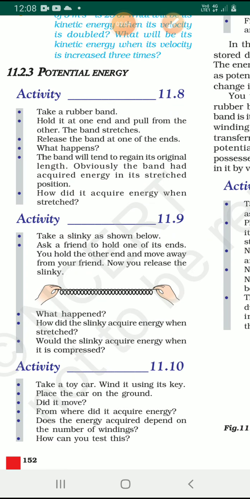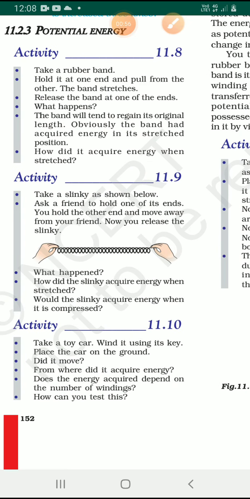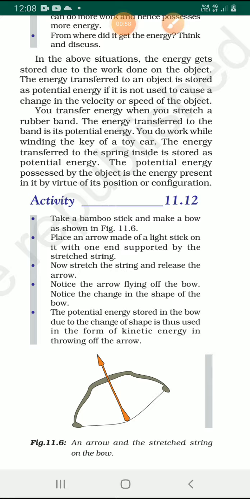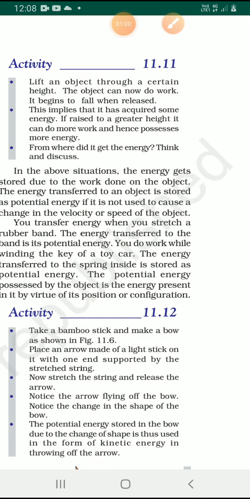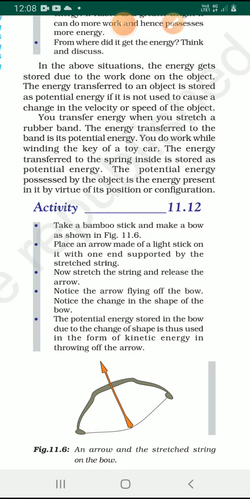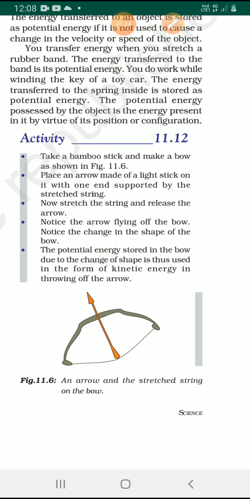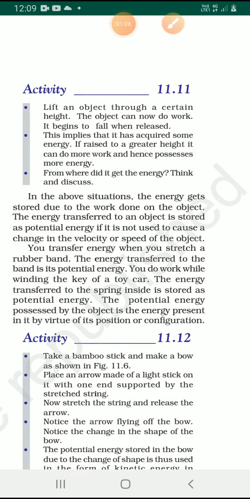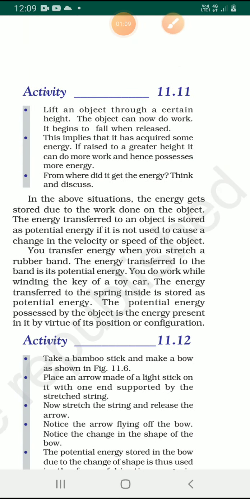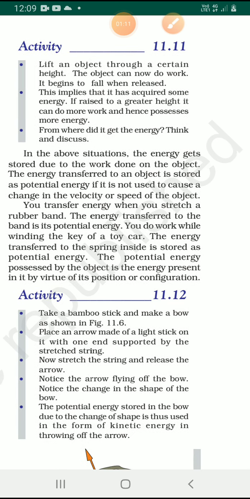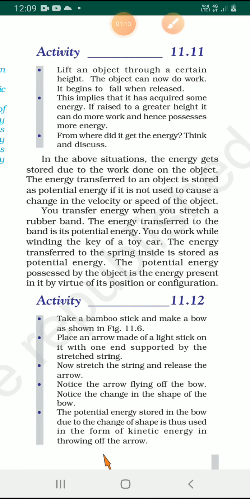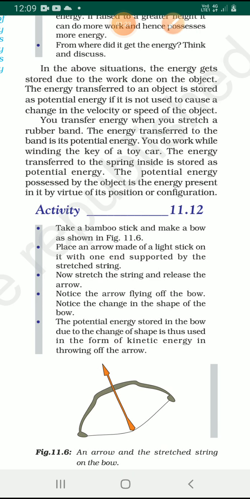So when we stretch a rubber band, a spring or a slinky, it happens that the energy is stored. And when we stretch the arrow and then release it, it becomes kinetic energy. For example, the water stored in a dam consists of potential energy, and when water is released from the dam, it is converted into kinetic energy. Got it? So one more activity, let's try to do that.